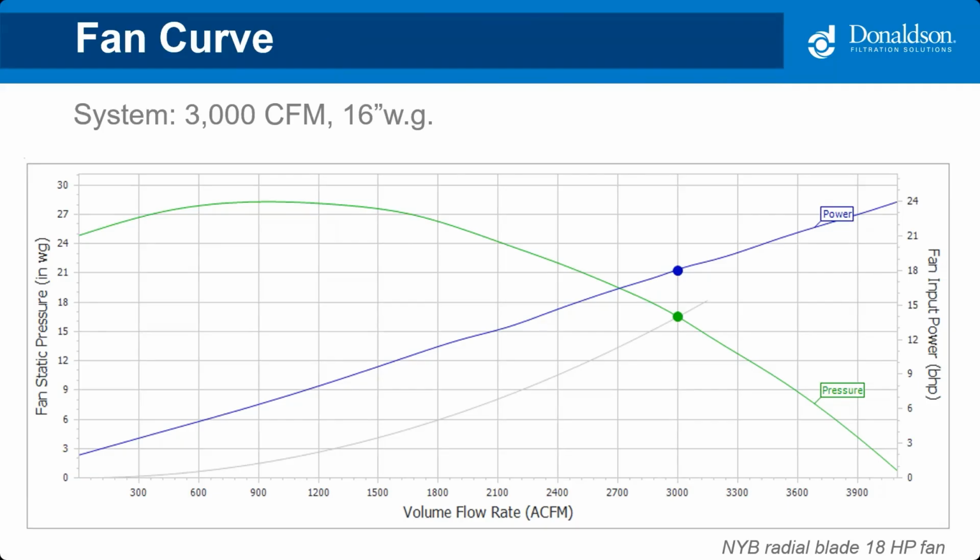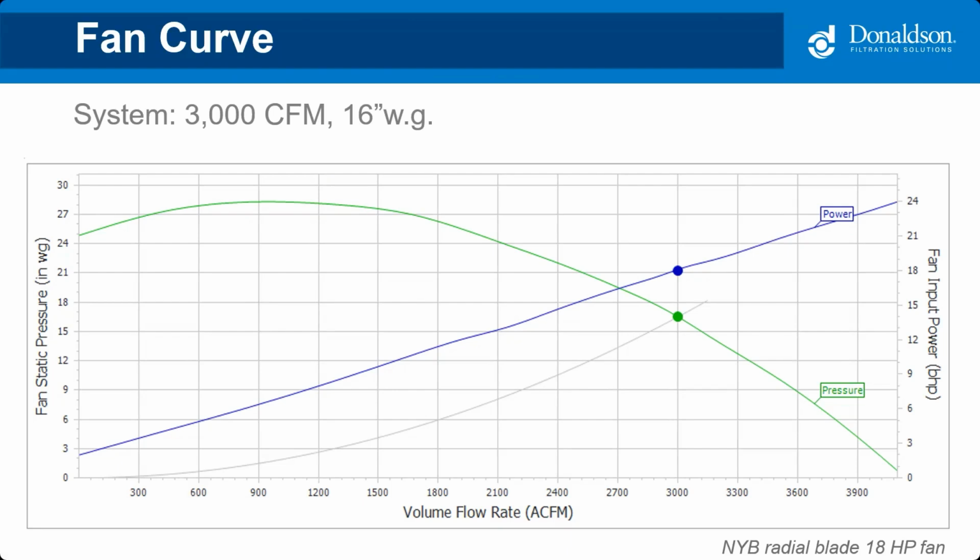3,000 CFM for a laser table application using a cartridge collector. I inputted the information into New York Blower's fan selection system since they're our preferred vendor for custom fans. And this is the fan curve for one of the options that it gave me. Let's talk about how to read it.